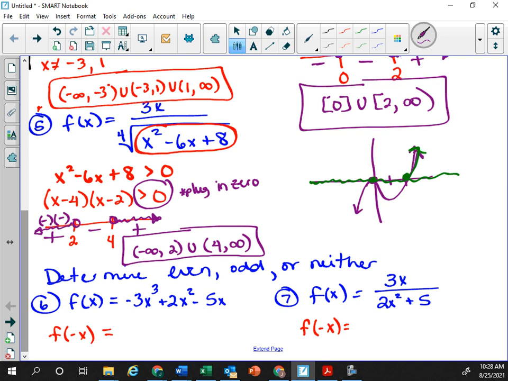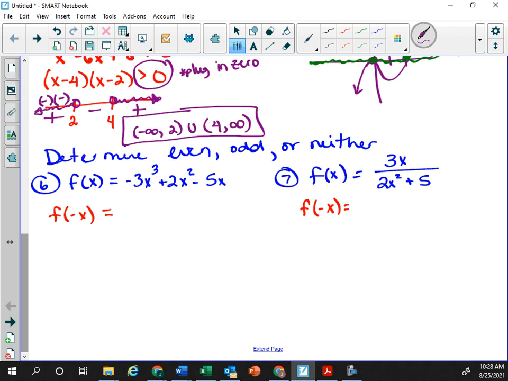All right. Even, odd, or neither. The way you determine this is you plug in a negative x. So what I mean by that, we started with f of x. I'm now going to show what f of negative x is. So that'd be -3, and then in parentheses, negative x, quantity cubed, 2, parentheses, negative x squared, -5, parentheses, negative x. You have to show I'm plugging in a negative x. Okay.